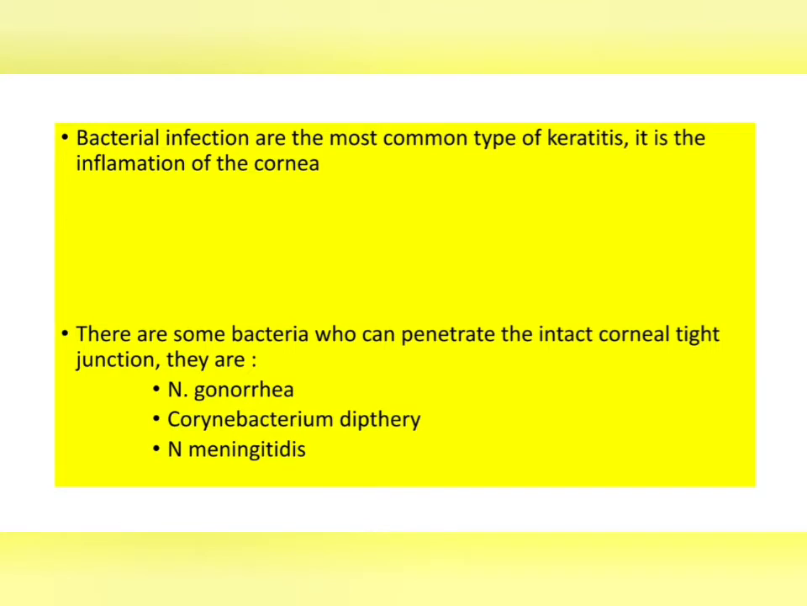An intact healthy corneal surface with a healthy tear film cannot be infected. So there should be some amount of surface disruption to get infected. The best way to diagnose the infection is to properly take the history of the patient, and a good slit lamp examination is very important. There are some bacteria which can penetrate the intact corneal structure or corneal tight junction, and they are Neisseria gonorrhoeae, Corynebacterium diphtheriae, and Neisseria meningitidis.